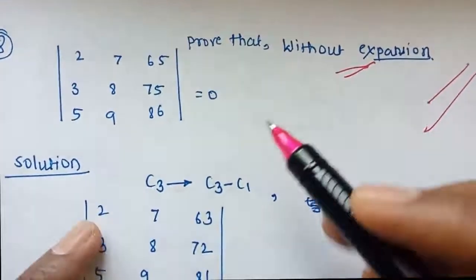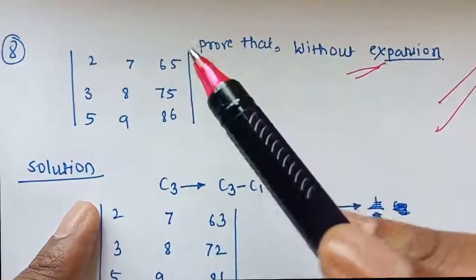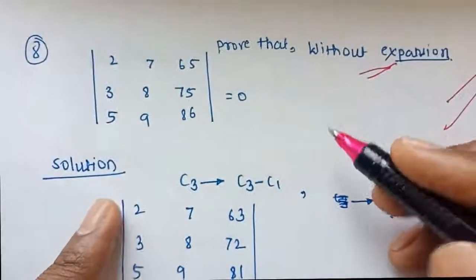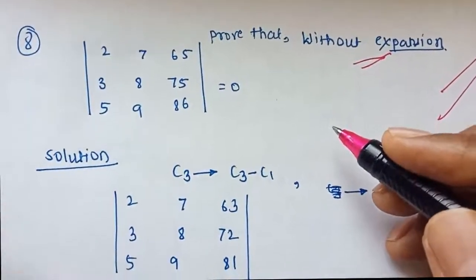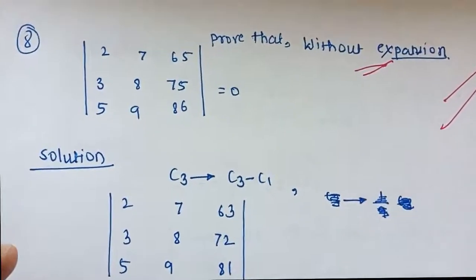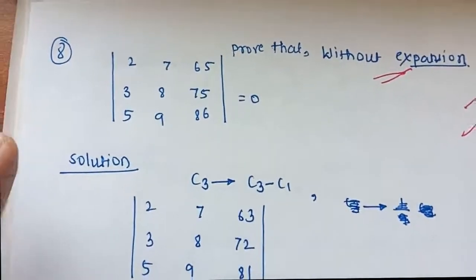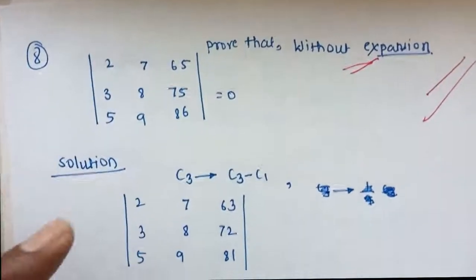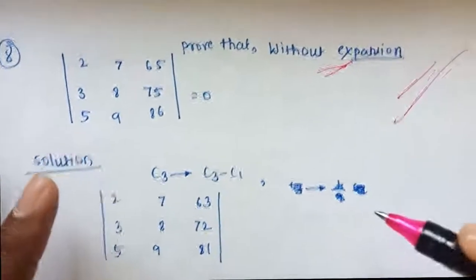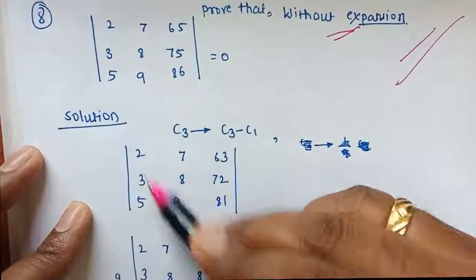So what I can do is use the column transformation, or even the row transformation. In the same sum I can use column or even row operations, and that was not the case in elementary transformation. In elementary transformation we can use either row transformation or column transformation, only one in a single problem, but here we can use both in a single problem. Now here these are C1, C2, C3.